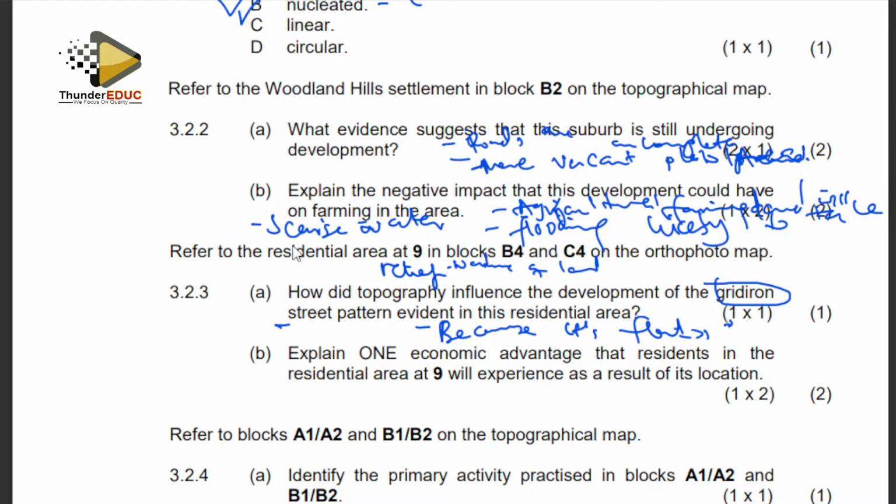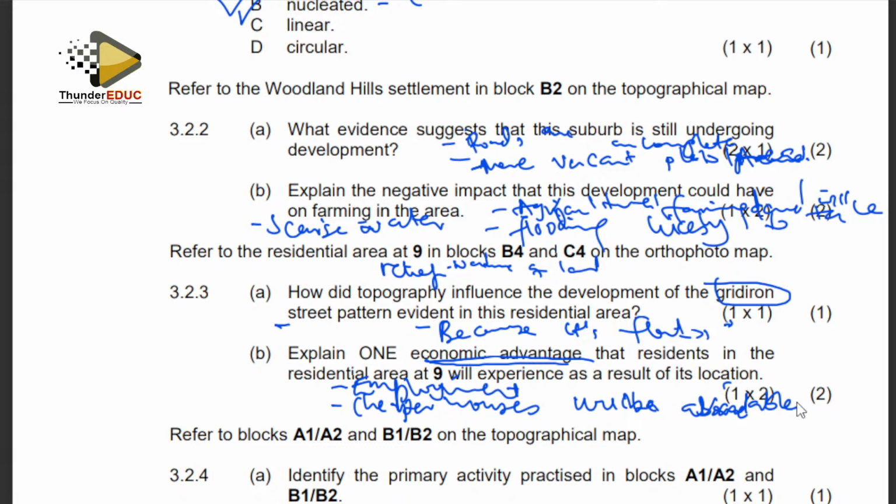Number two, cheaper houses will be available. That is an economic advantage. People will have access to very cheap houses because the area has been built. So very cheap houses will be available for these people to rent and sleep in.